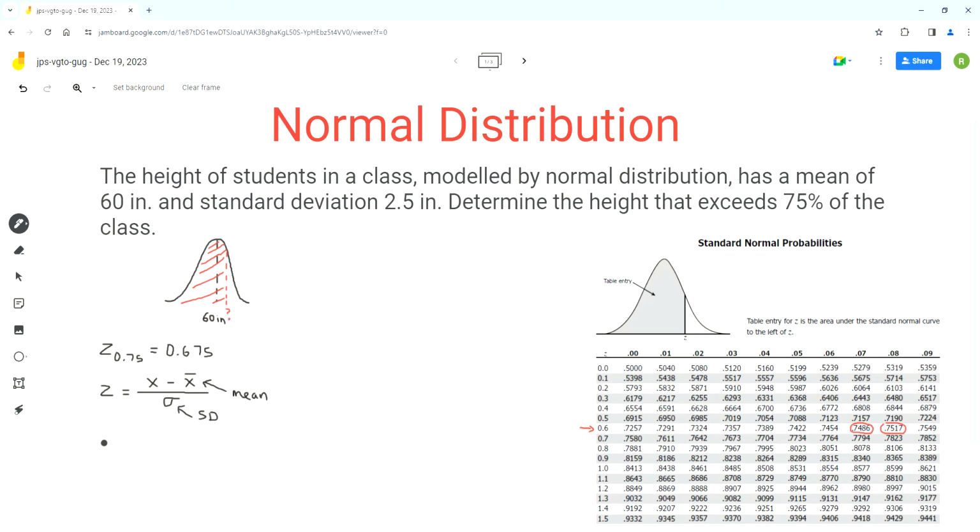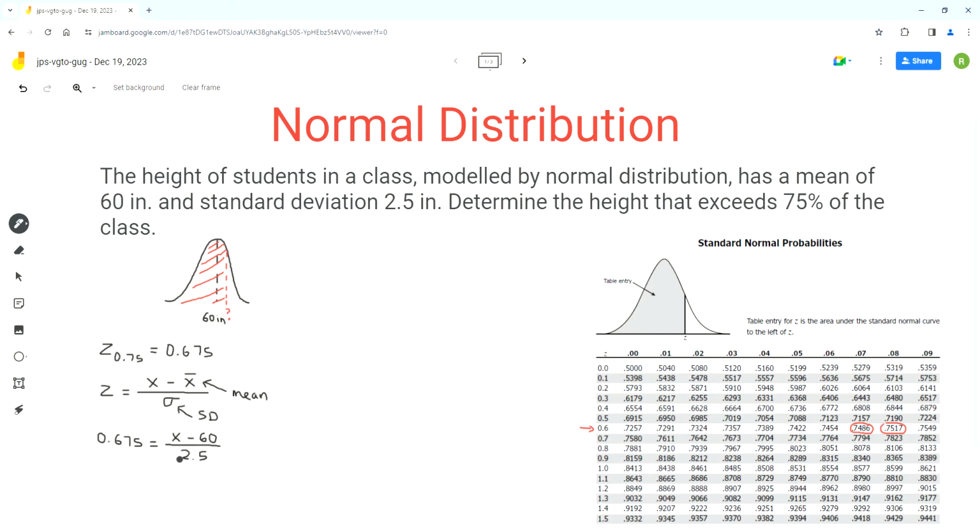Now we can sub in the values. So 0.675 equals X minus the mean, which is 60, over 2.5. Now we have to solve this equation to find the value of X.